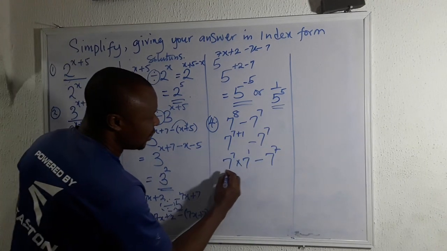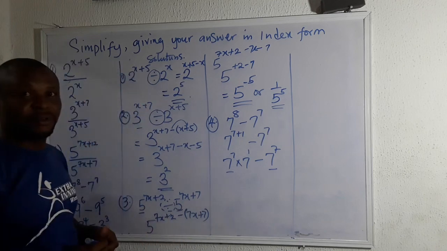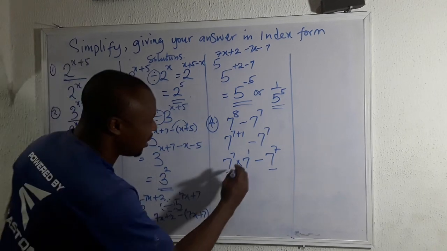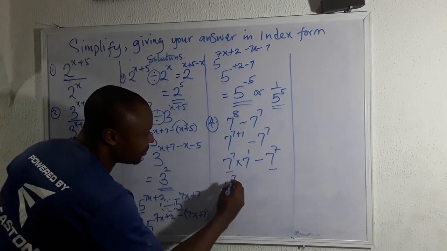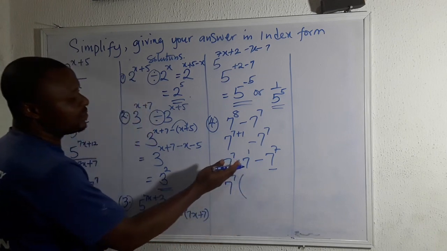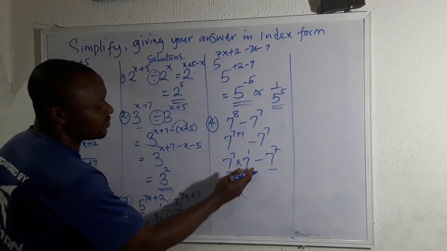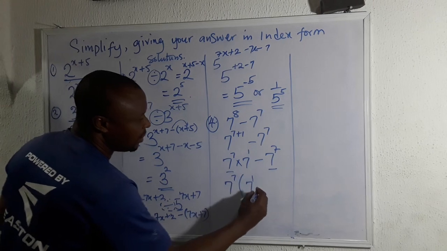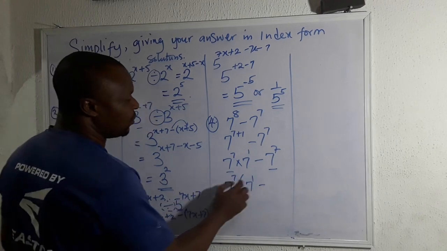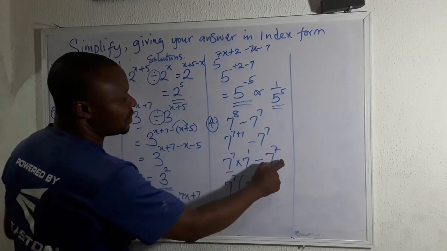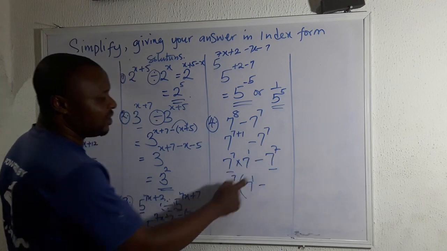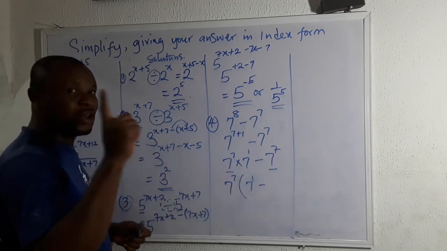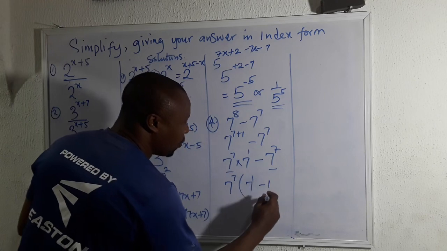We factorize the 7 raised to power 7 from both sides. So now we have 7 raised to power 7 into, we have taken 7 raised to power 7 out of here. What is left is 7 raised to power 1 minus, now we have taken 7 raised to power 7, so 7 raised to power 7 divided by 7 raised to power 7 will give us 1. So that will be 1.